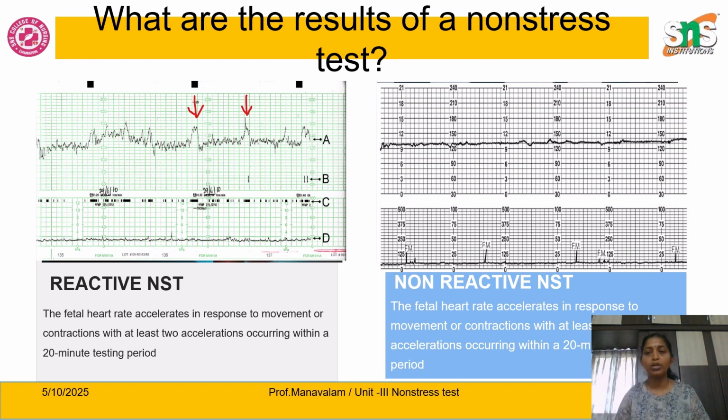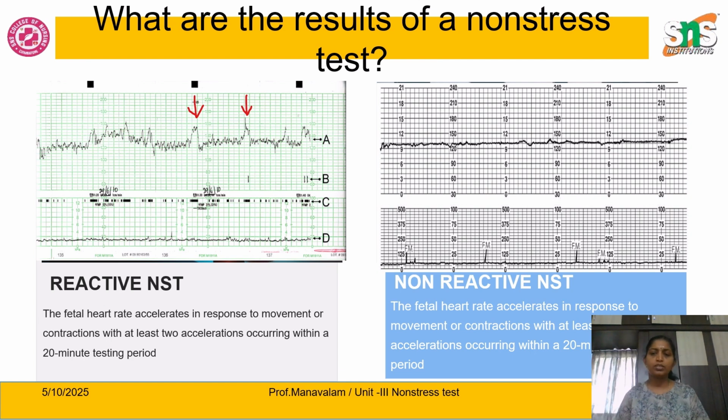It is considered abnormal. It may be present in cases of fetal asphyxia, fetal hypoxia, if the mother was exposed to any drugs, or if the fetus is sleeping. In placental insufficiency or cord compression, because of these reasons there is no variation in the fetal heart rate. So according to a non-reactive NST, there is no acceleration of the fetal heart rate in response to fetal movement or contraction during the 20-minute testing period. It indicates that further investigation is needed.